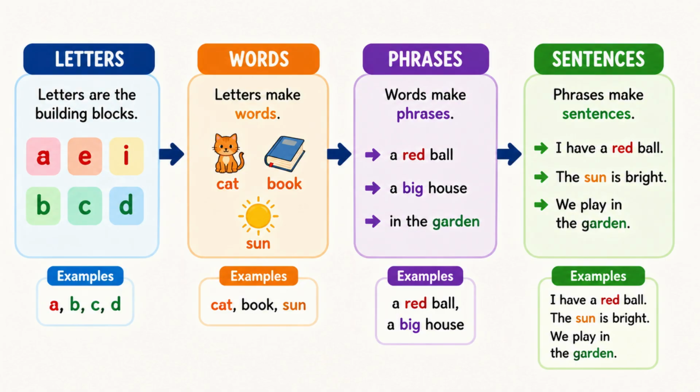Now let's conclude. Firstly, we have letters. Letters are of two types, vowels and consonants. Letters together make words, and words together make a phrase or sentence. A phrase conveys incomplete meaning and a sentence conveys complete meaning. This is how English is built.